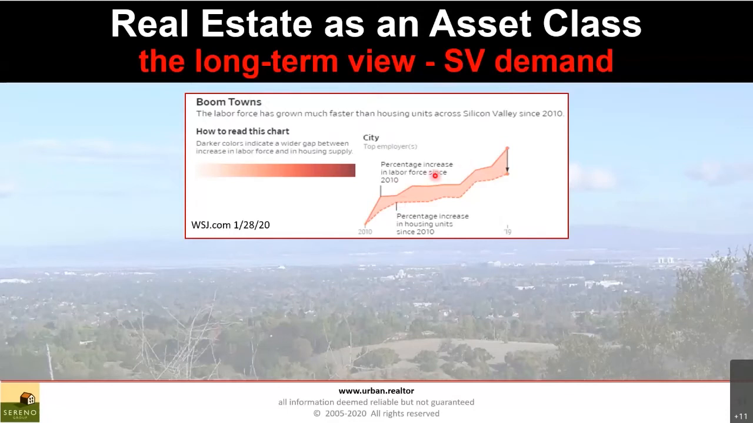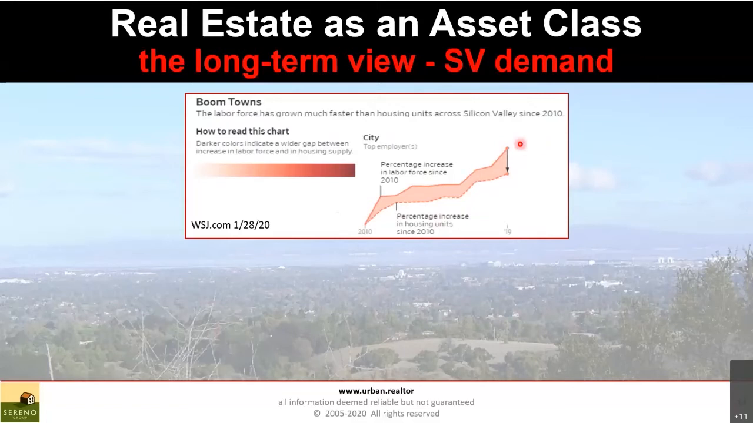And what we want to see in general is that the labor force increase is faster than the percentage of housing supply. You always want to see a gap between labor increase and supply. If it's reversed, then obviously your rental units are going to be staying vacant.